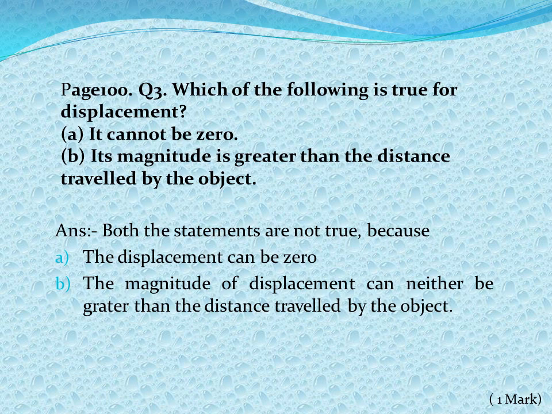Page number 100, question number 3. Which of the following is true for displacement? A. It cannot be zero. B. Its magnitude is greater than the distance travelled by the object. Answer: Both the statements are not true because A. The displacement can be zero. B. The magnitude of displacement can never be greater than the distance travelled by the object.